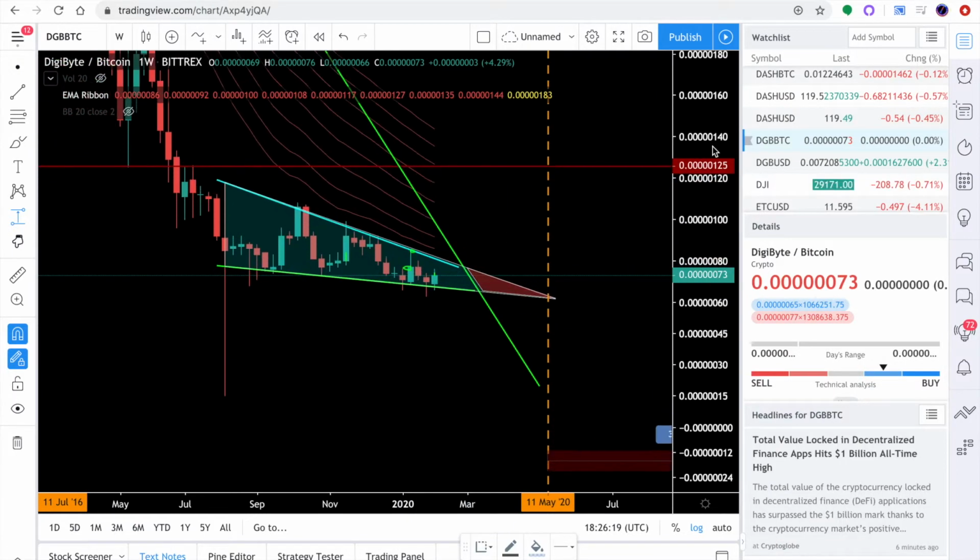So this is a good area to buy, not financial advice, of course. It's a decent area to buy, but I would prefer to buy it along this lower trend line. And if it does fall down to that 40, 45, 50 sat range, that's where I want to accumulate most of my DigiByte.